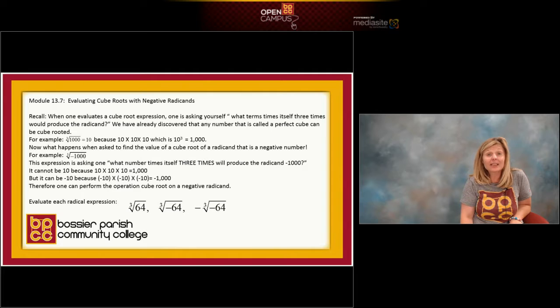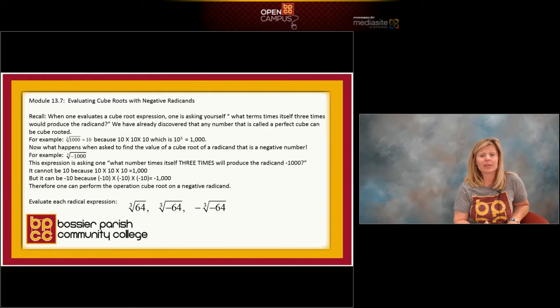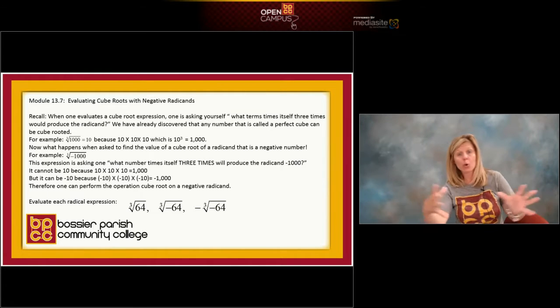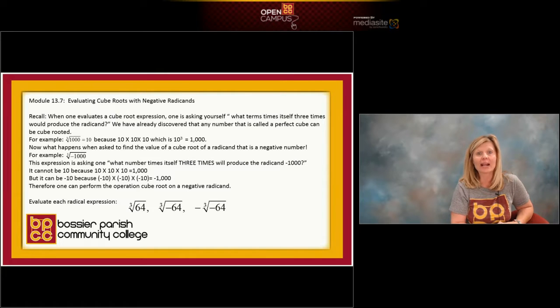All right, let's take this cube root operation a step further, and let's talk about if our radicand is negative. So we already understand what a cube root symbol means. A cube root symbol is asking us to do the operation by saying, give me a number that if you multiply it 3 times would produce what's inside, what's the radicand.